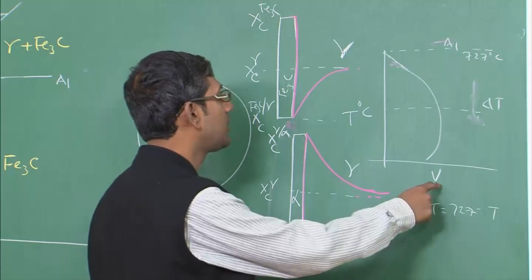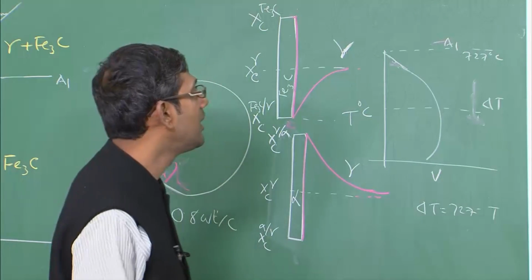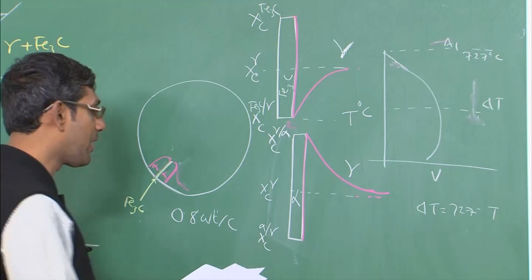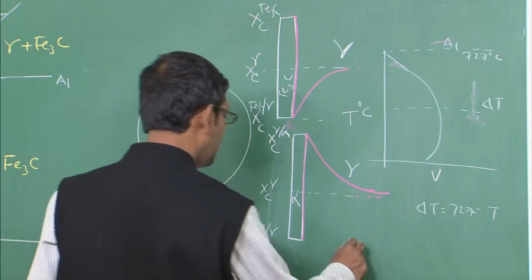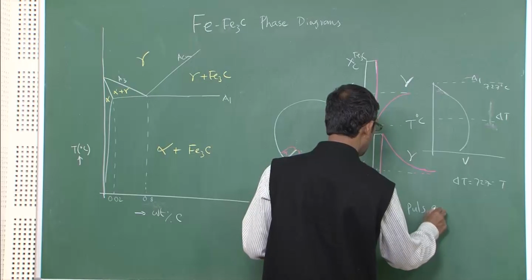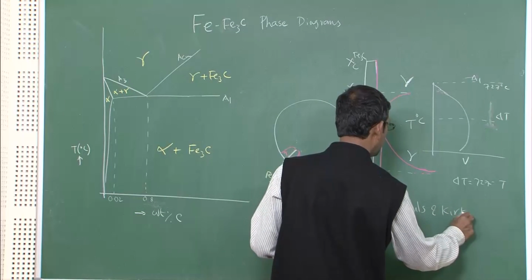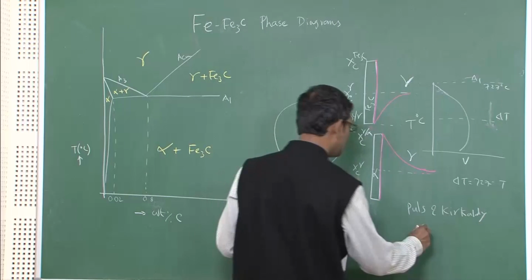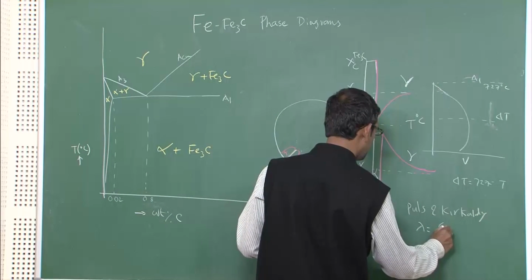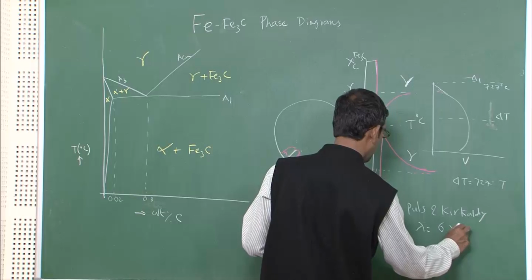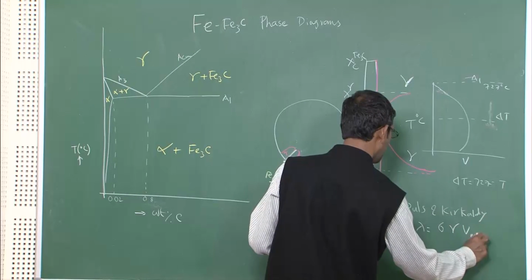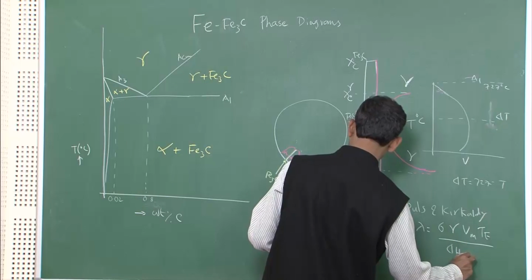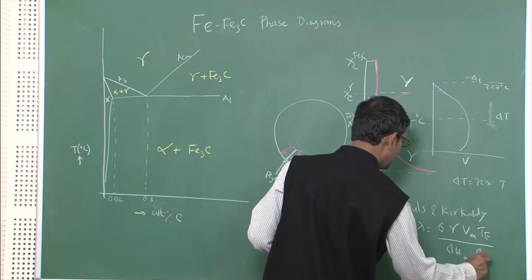V is the growth rate of the interface, T is the temperature. So as you increase the undercooling, the growth rate varies. Now, there is a formula given by Pound and Kirkaldy. Kirkaldy is a very famous scientist, and it says lambda is equal to 6 gamma Vm, and I will explain the terms, delta Hm, delta T.